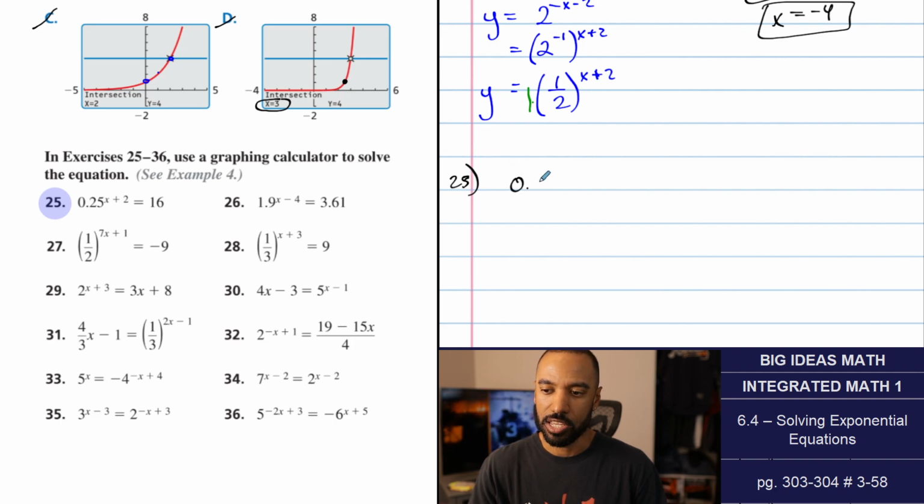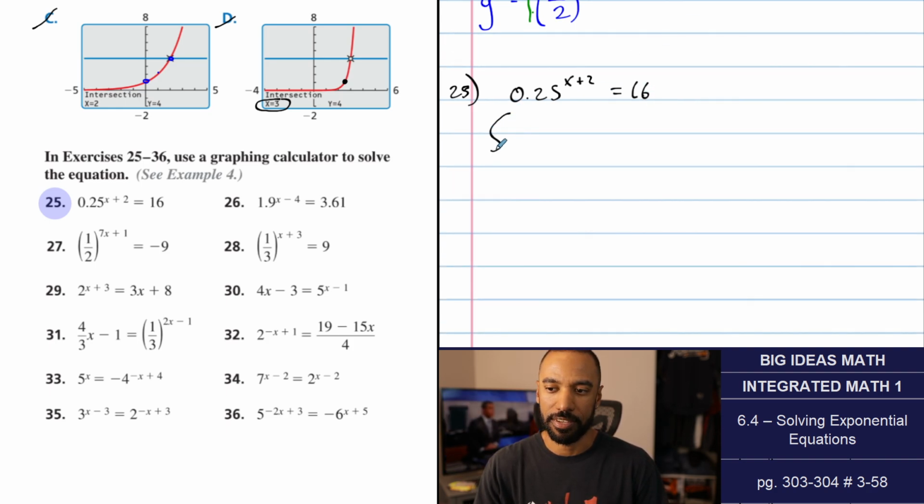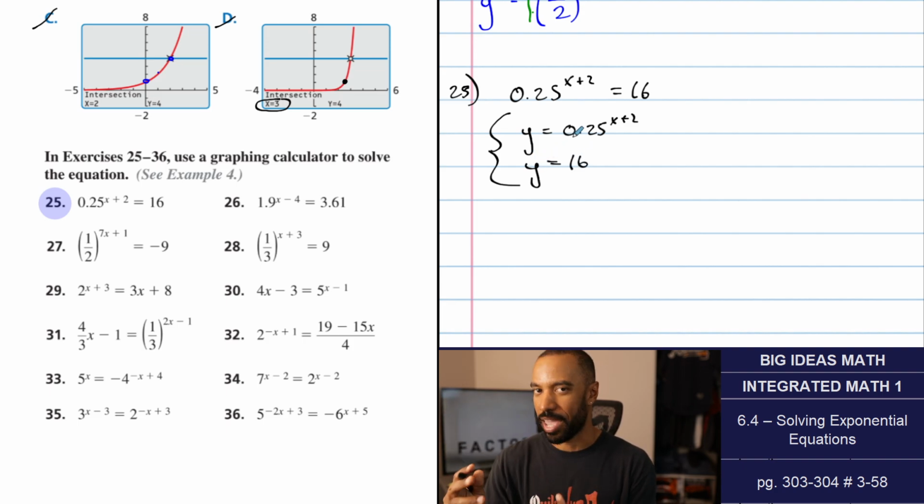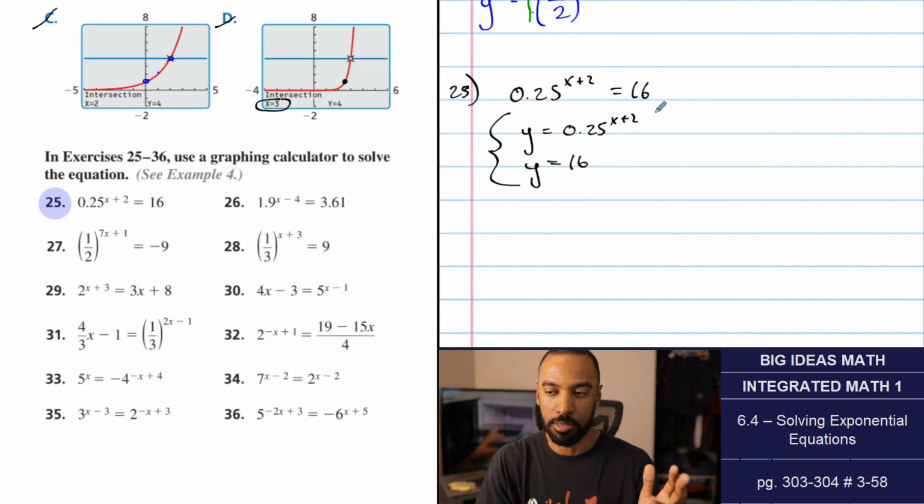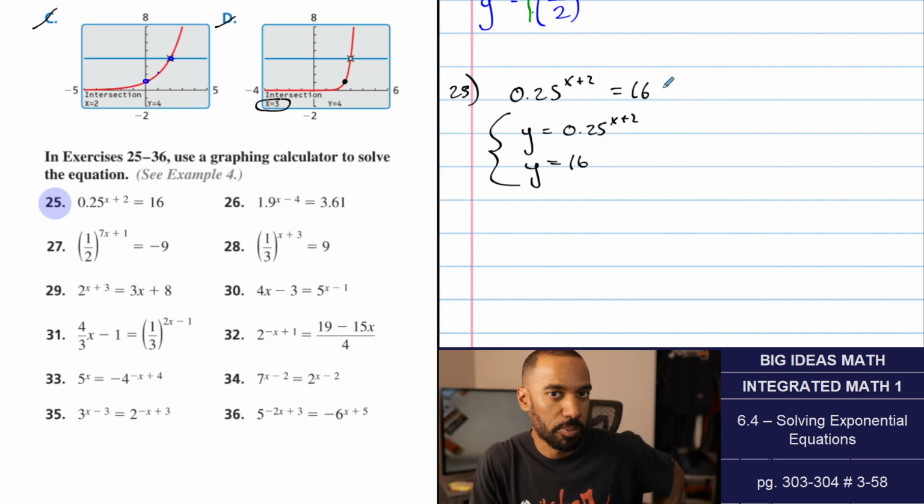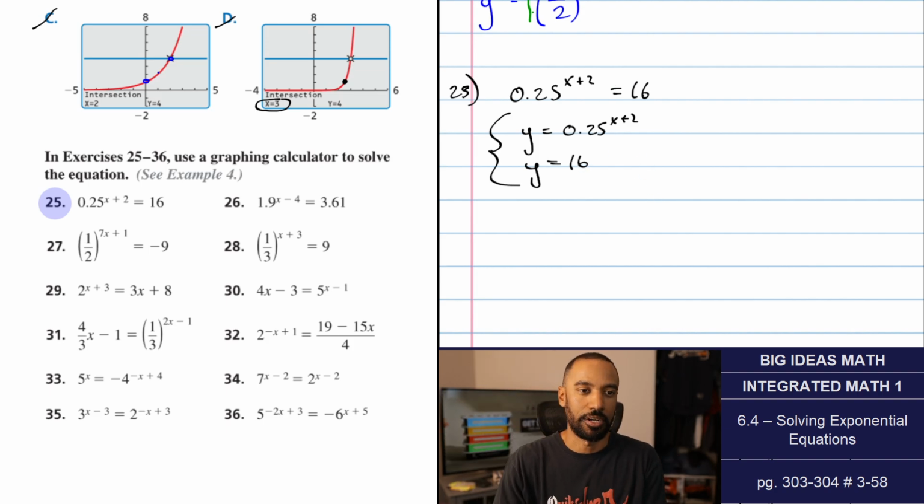So the first one is 0.25 to the x plus 2 equals 16. And remember, what I'm going to do in the graphing calculator is make this a system of equations: y equals 0.25 to the x plus 2, and y equals 16. Now, that's not to say that we couldn't have done this by hand. 0.25 is 1/4, and 4 can be the base for both 1/4 and 16. It's possible to do. But let's use the graphing calculator, because it was asked of us.